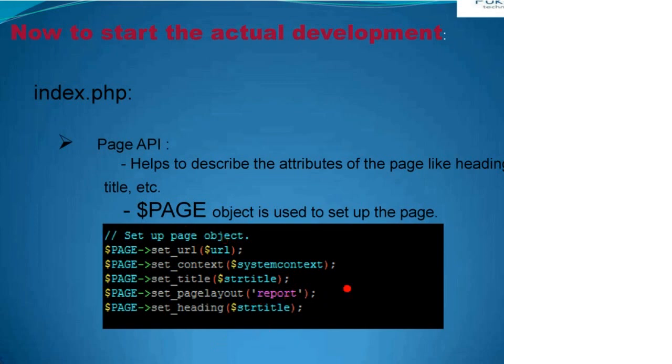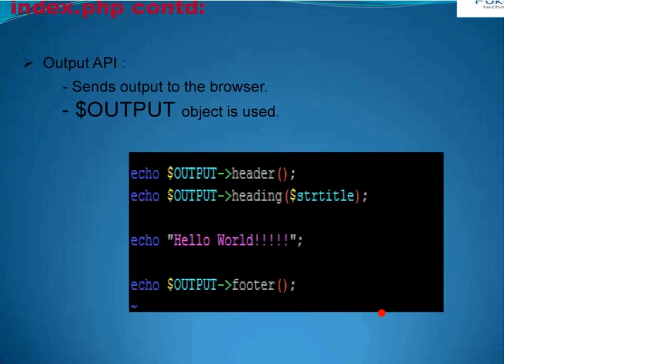And there is another API called Output API, which is used to send output to the browser, and $output is the object used for that. And the below screen explains a sample output code. I'm just trying to echo hello world to the output screen.